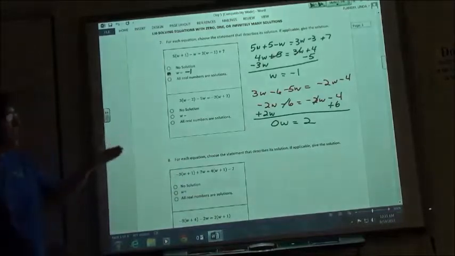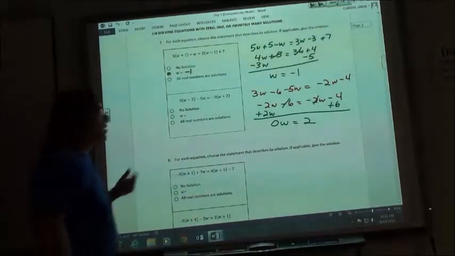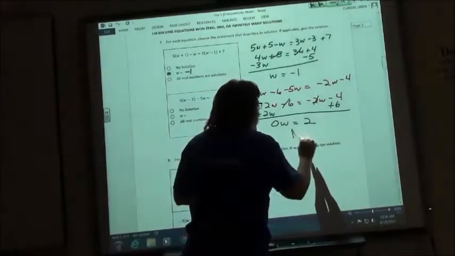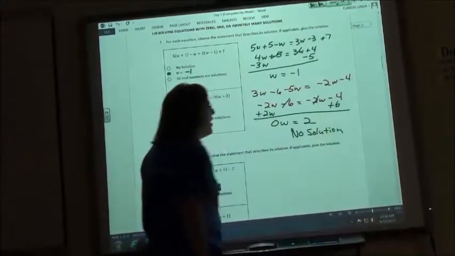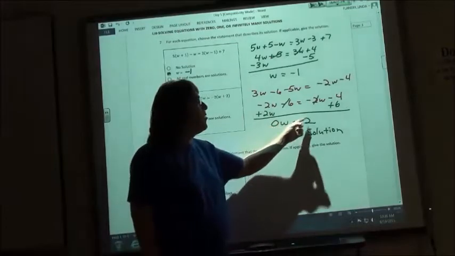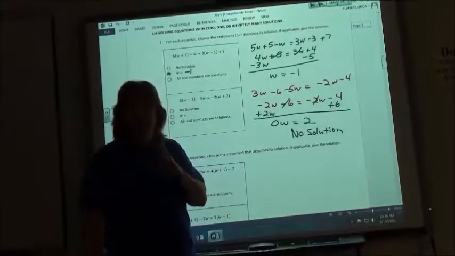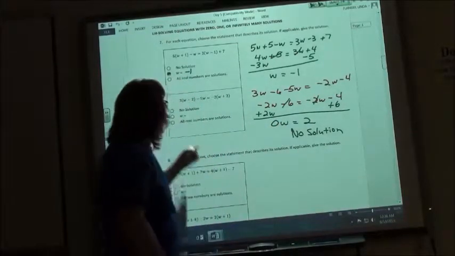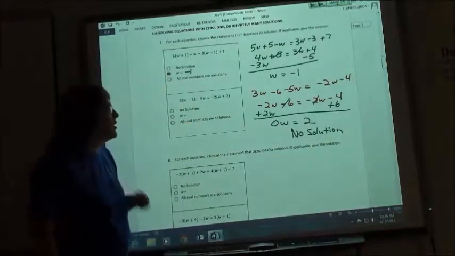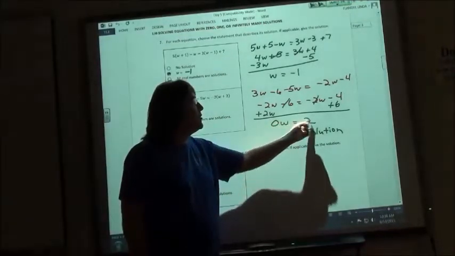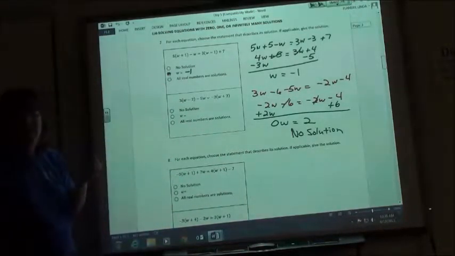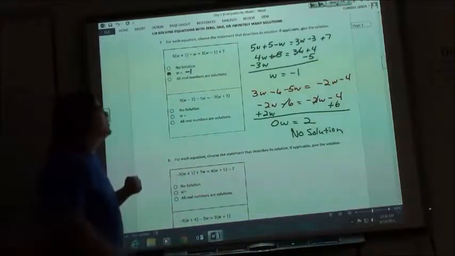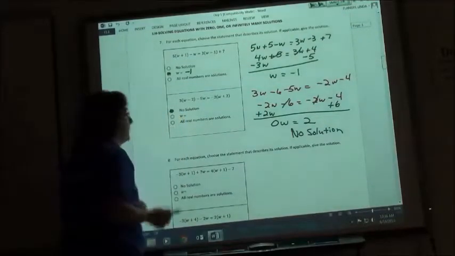Can 0 times anything equal 2? Well, no, it can't. And so this one's going to be no solution. The only way it's going to work is if 0w equals 0, because 0 times any number is 0. That's when you get that all real numbers are solutions. But if you have 0w equals anything other than 0, 2 in this case, I can't take 0 times anything and get 2. No solution is going to be my answer.